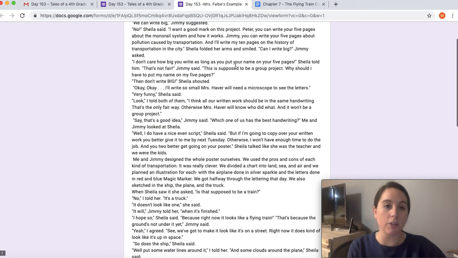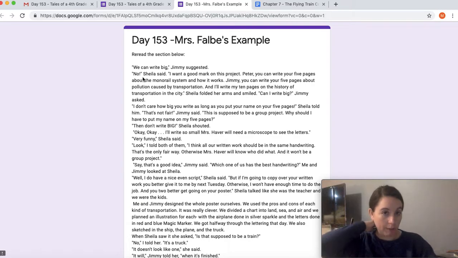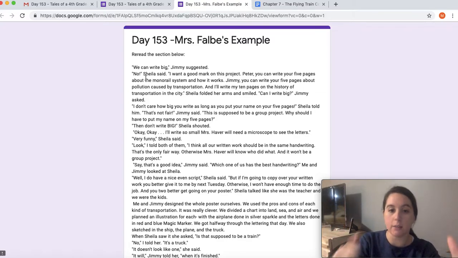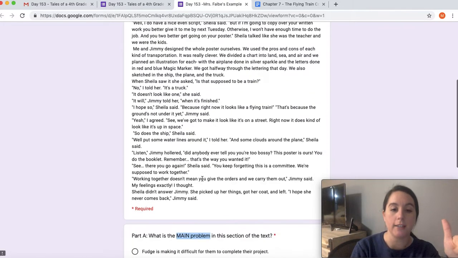So I'm looking over it and it starts where they're starting to talk about the project. And it looks like they're arguing. Jimmy, Sheila, and Peter can't make a decision or can't agree on stuff. So basically it's Jimmy and Peter versus Sheila. So it's character versus character conflict. Jimmy and Peter are wanting to work together and make decisions together, and Sheila is being really bossy and telling them what to do. So it kind of comes to a head down here where they're like, listen, Jimmy hollered.